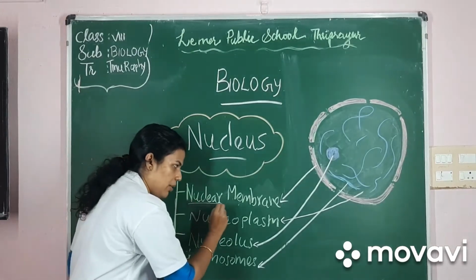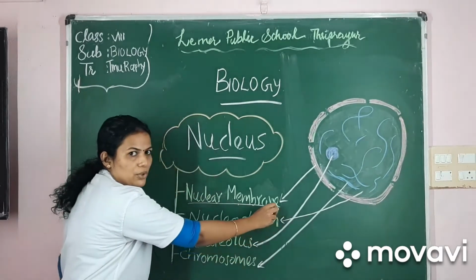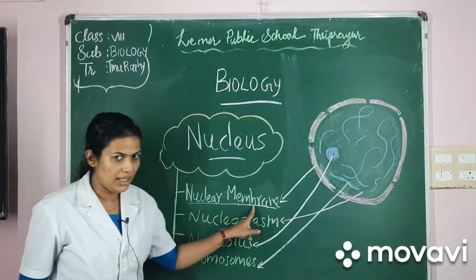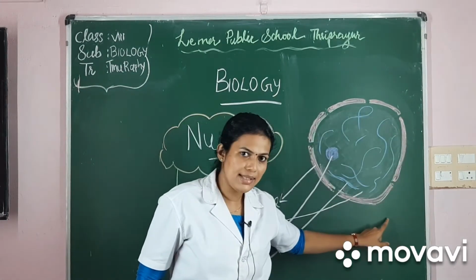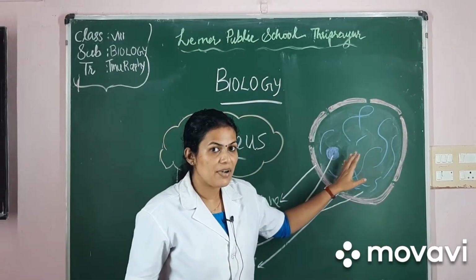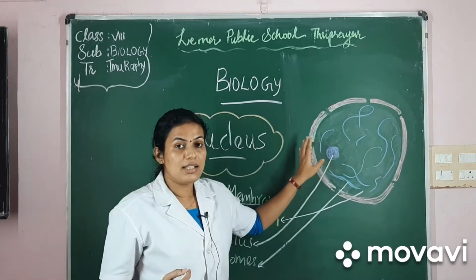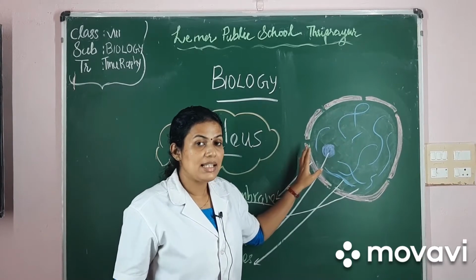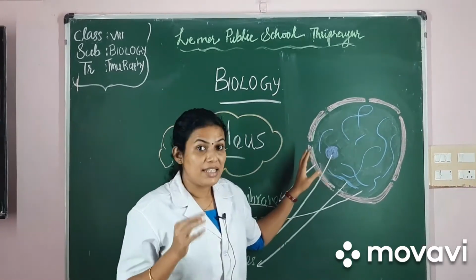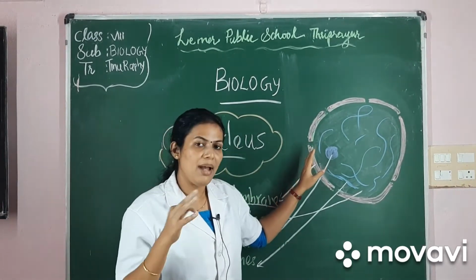So we learned about the first part of nucleus, that is nuclear membrane. Nuclear membrane is the outer covering of the nucleus which separates the nucleus from cytoplasm. This nuclear membrane is also porous in nature. That is, it allows the passage of materials between cytoplasm and nucleus.